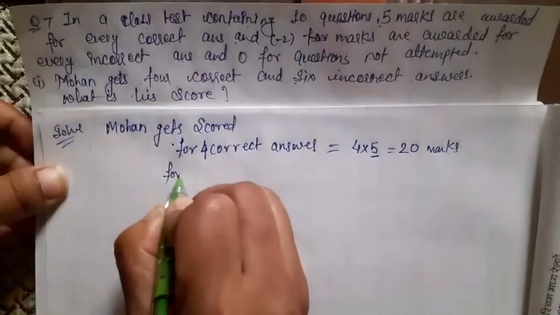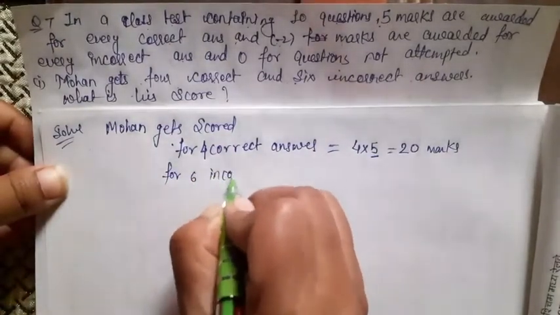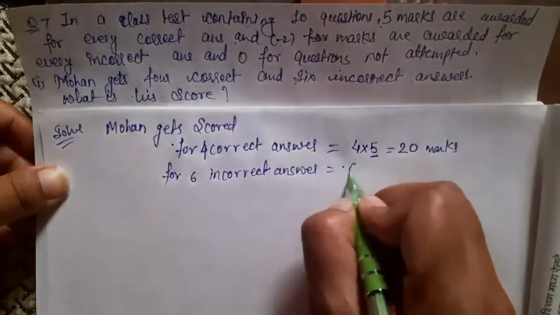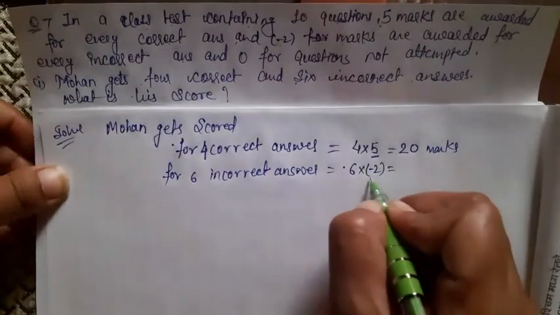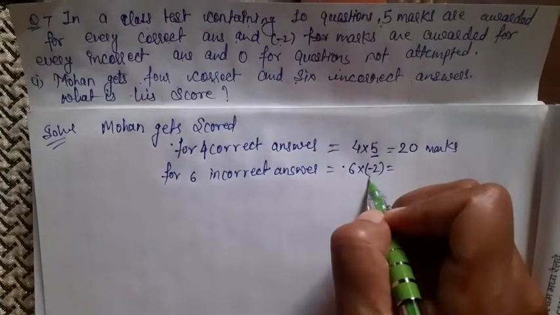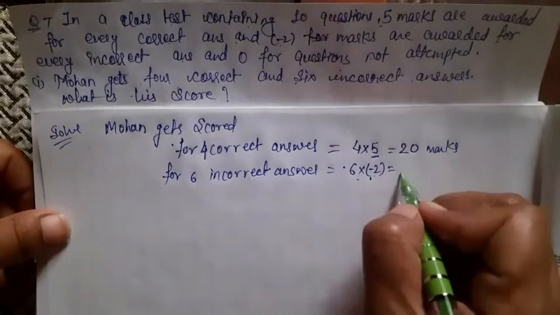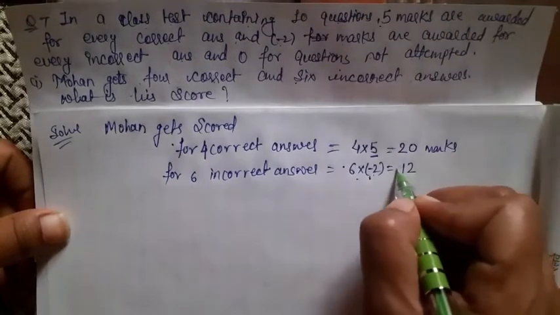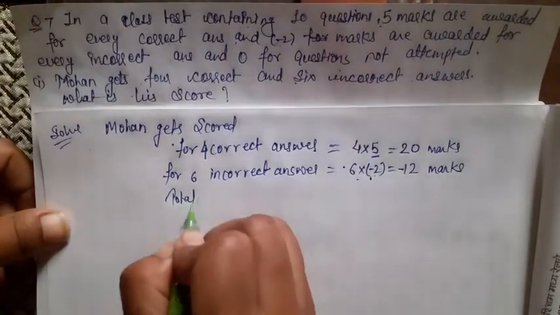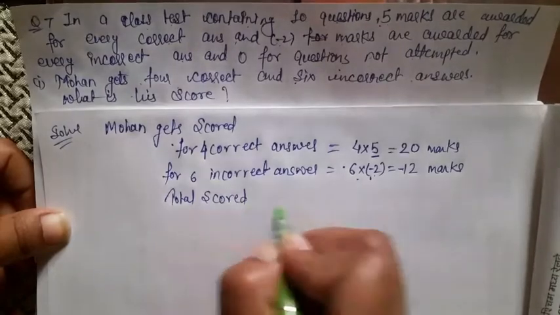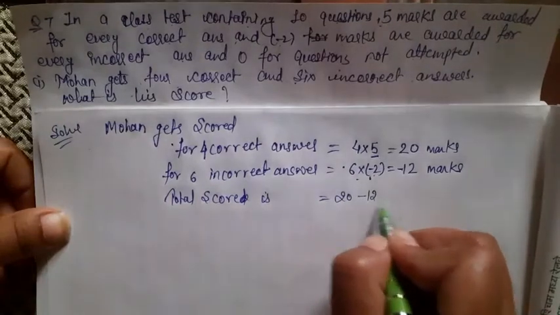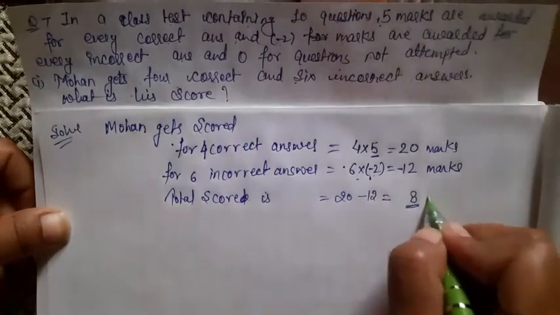And for 6 incorrect answers, here 6 multiply minus 2, because in incorrect answer minus 2 marks awarded. So here 6 into 2 is 12 and the sign is minus. So here minus 12 marks. So total score is 20 minus 12, means he achieved 8 marks.